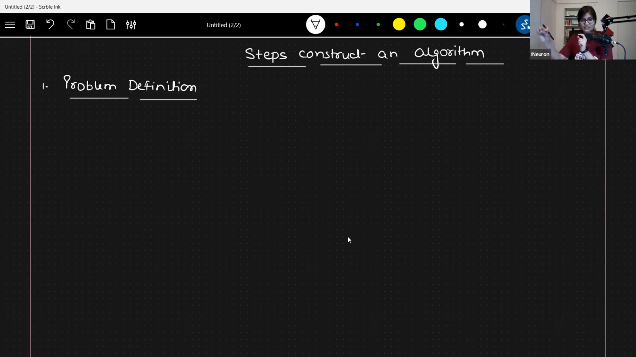That given a set, a list of numbers, what I want is a sorted array, meaning either in increasing order or in decreasing order. That is the problem definition that you need to understand. You also need to see what the constraints given to you in that problem are.